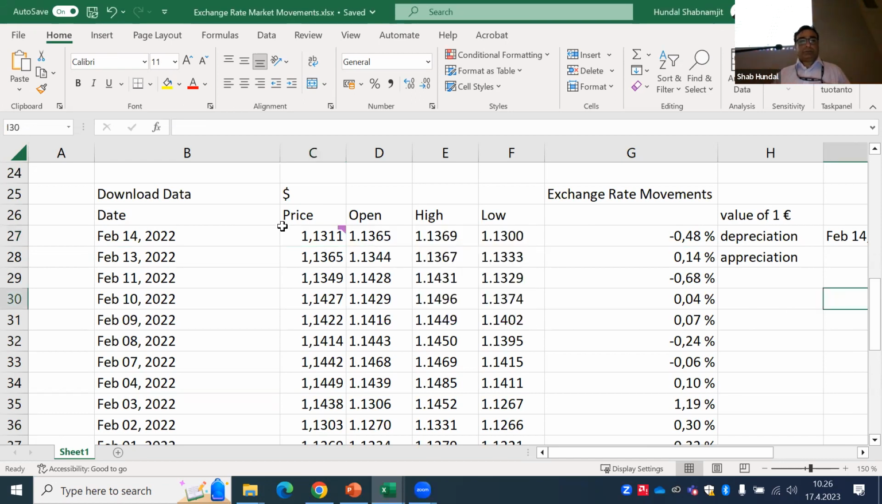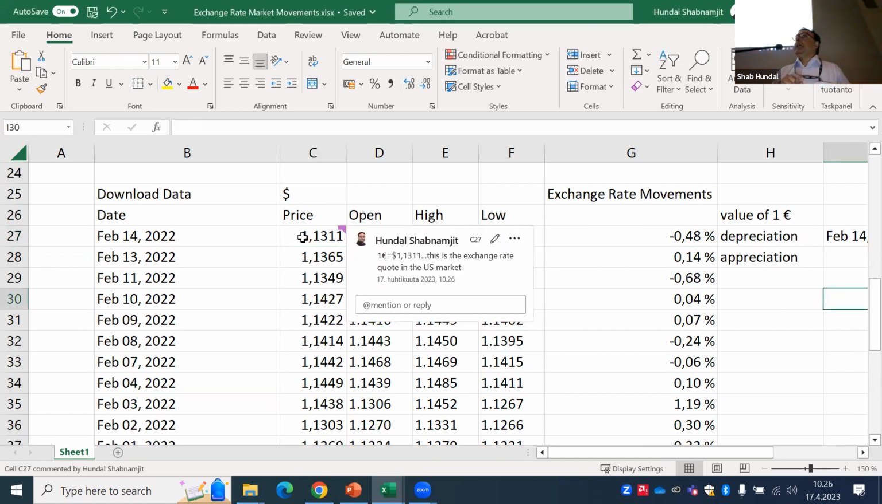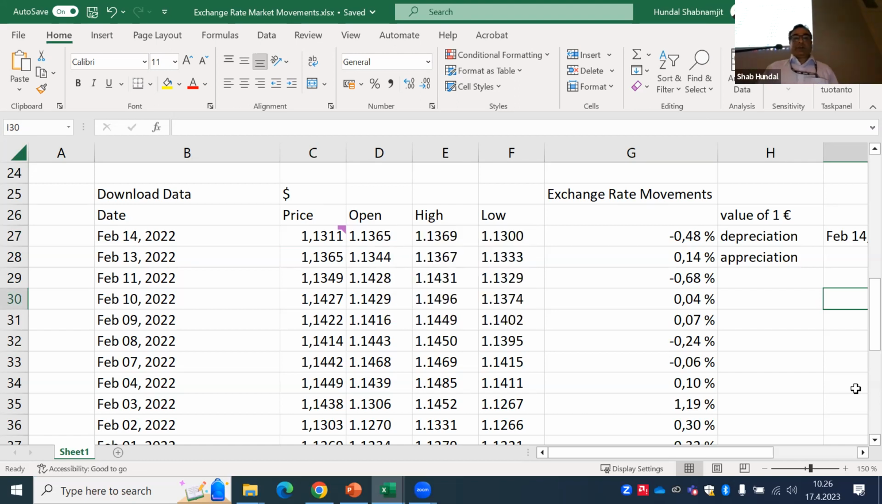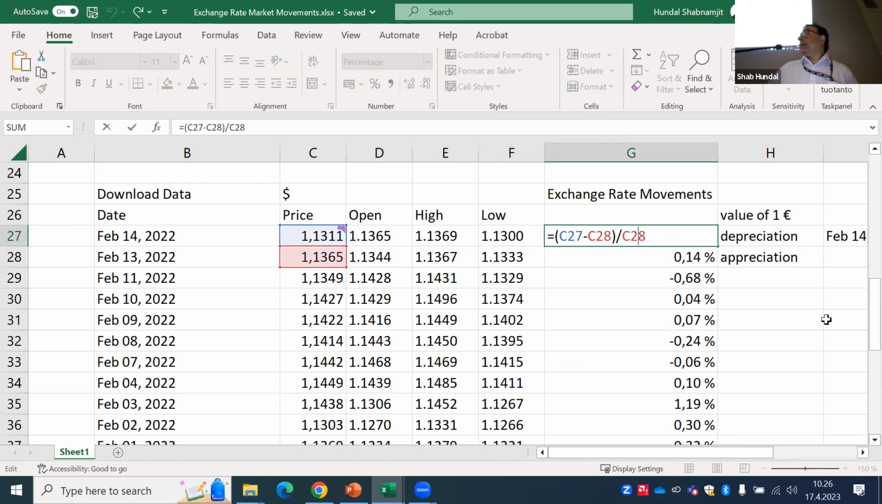Okay. Though I shared this spreadsheet already in Moodle, I will send the new version with the comments, okay? So the exchange rate fluctuation, you can see that when the market opens on February 14, this was the rate for one euro in America, in the USA. The price went as high as 1.369. The price during the day went as low as 1.1300.